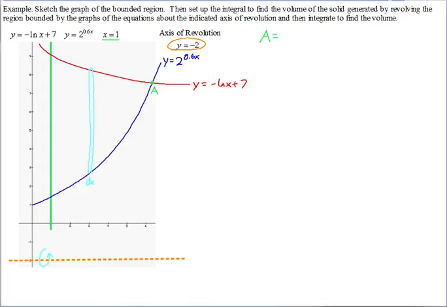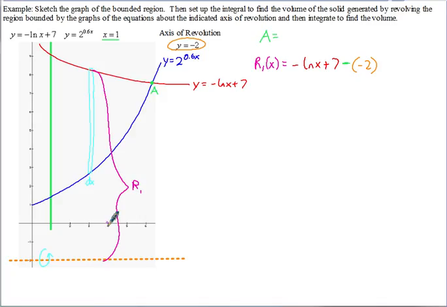So your R1, R sub 2, again they always start at the axis of revolution. That's where the figure is centered at. And R1 goes from axis of revolution to the far end of the rectangle, right there. So R1 of x, the top one is negative natural log of x plus 7, minus, this time the bottom one is not 0, the bottom one is -2. So it's minus -2, which you can see is like plus 2.